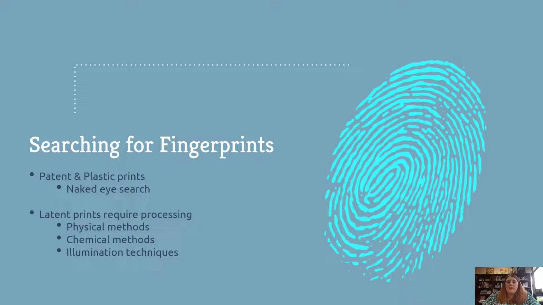Now, there are three primary mechanisms that we can use to make latent fingerprints visible. Physical methods are non-chemical methods. Then, of course, there are chemical substances. And then there are simple lighting techniques. And I want to go over each of these over the next several slides.